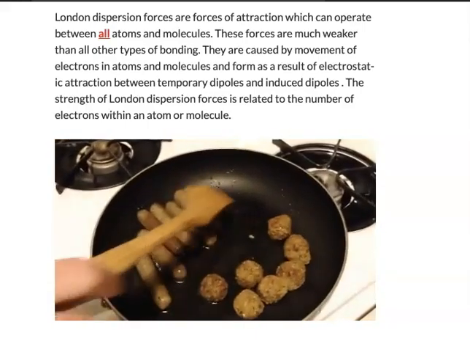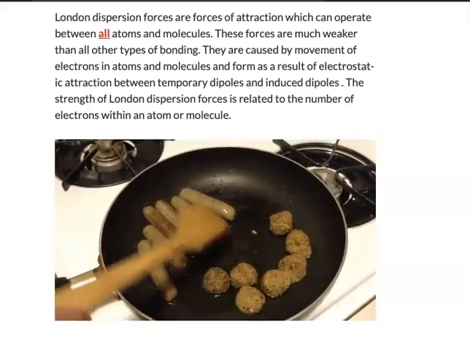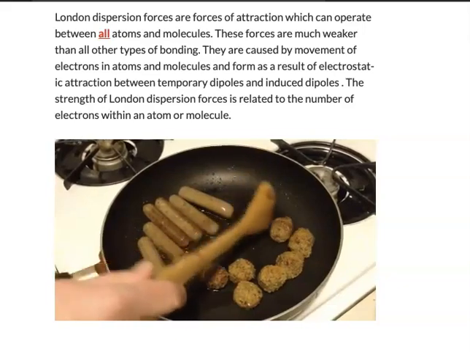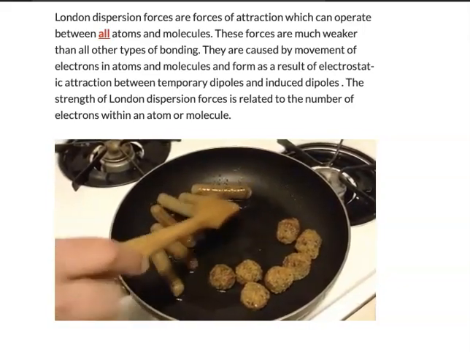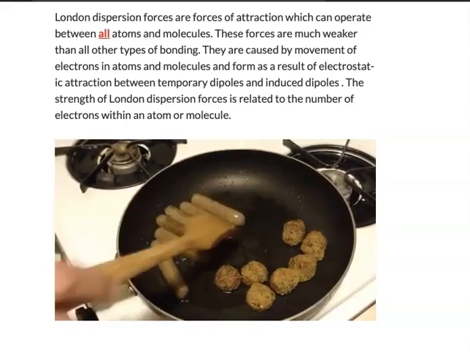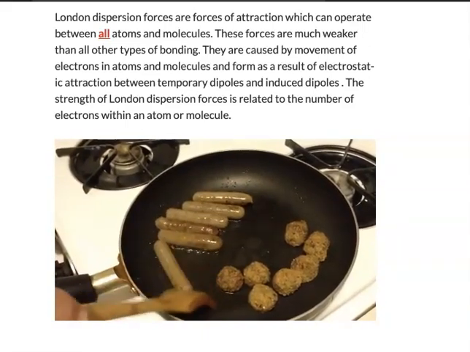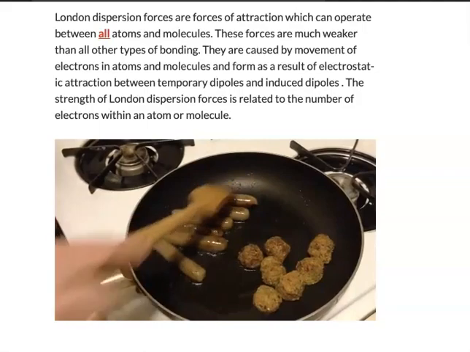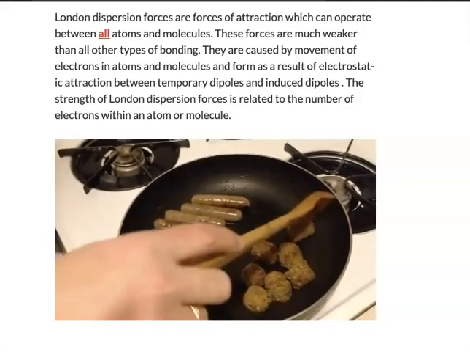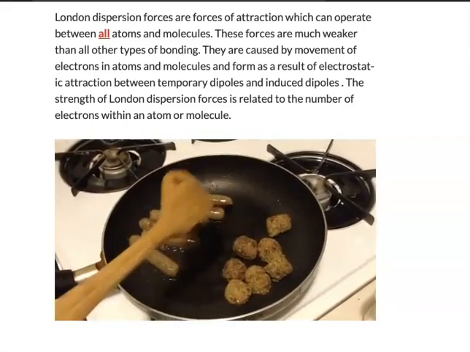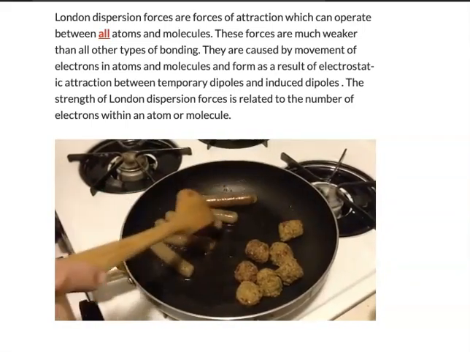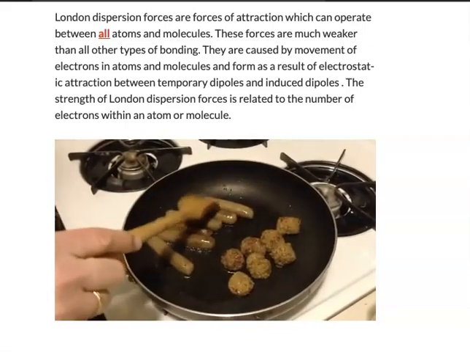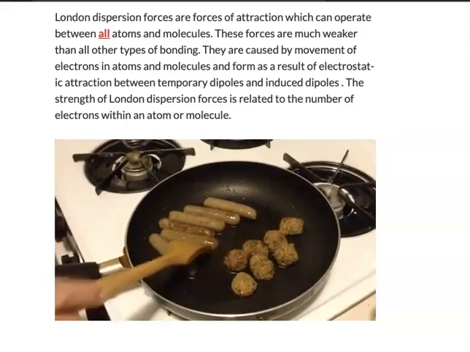So you can see that the sausages and the meatballs have the same volume, but they do have different surface areas. This has a smaller surface area, it's a sphere, and this has a larger surface area. So the sausages, there are more points of contact between them, which means they're going to stick together more than the spheres that are only going to touch at very small points of contact. And the reason for that is that sausages have a larger surface area, meatballs have a smaller surface area. And it's the same with London dispersion forces. The pentane has a larger surface area, and the 2,2-dimethyl propane has a smaller surface area. So this is having a higher boiling point, and these are having a lower boiling point.